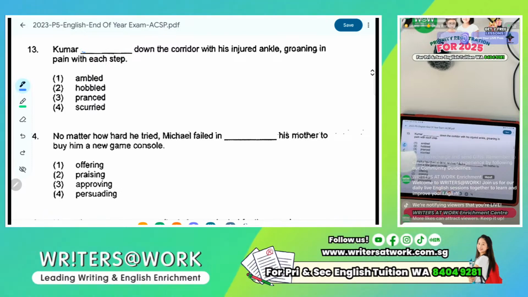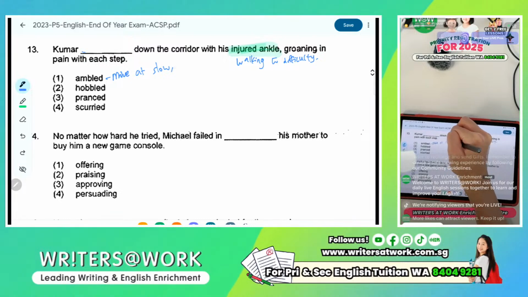Okay, let's take a look at question 13 now. Kumar dashed down the corridor with his injured ankle, groaning in pain. Over here, we are interested in injured ankle, which means that he must be walking with difficulty. Okay. Now, we have option 1 here, which is amble. Amble means that you move at a slow, relaxed pace.